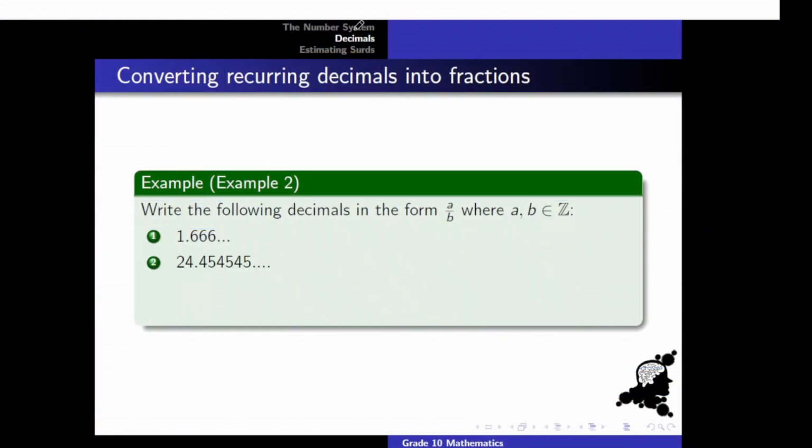In our next question, we've got 24,454545. I think you can see the pattern here. Let's go back to our writing pad. So what we have here is, first of all, 24, let's see, what did we have there? 45, 45, 45, etc. Now, I'm going to assign this to a variable. x is equal to 24,454545 recurring.